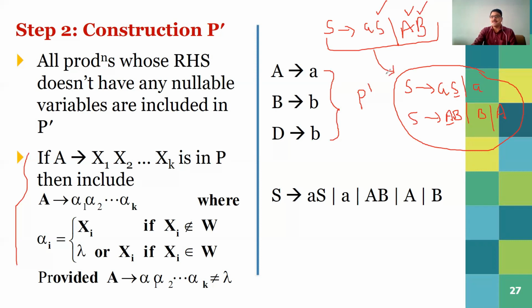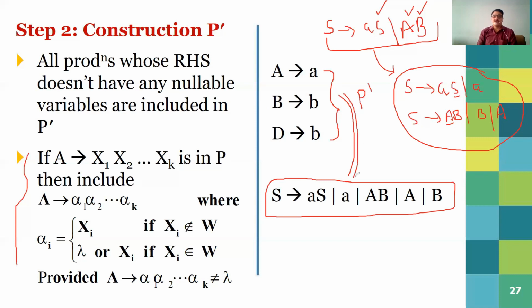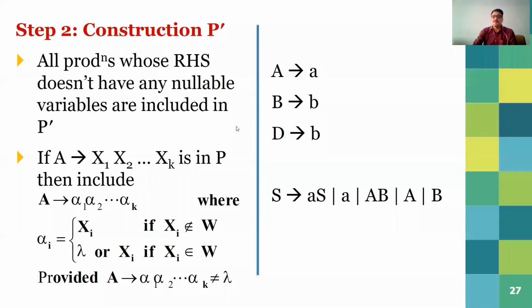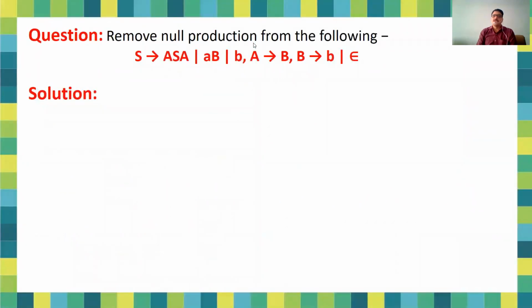So finally you can write all the productions of S as S to AS, S to A, S to AB, S to B, S to A. So these S productions will be changed now. And all these productions are the productions of the grammar without the null production. So this is the simple way to eliminate the null production from the grammar. So let's start with another example.